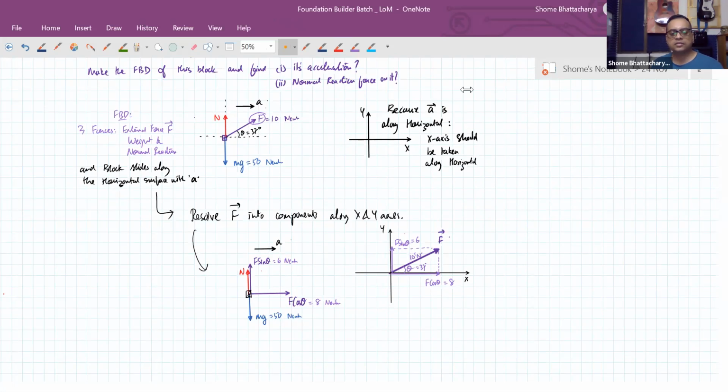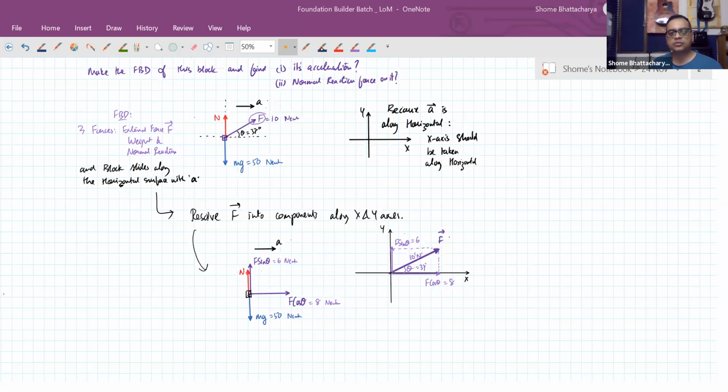Yes, that's correct, Rishi. Acceleration will become 1.6 or 8 by 5. Normal reaction force will become mg minus F sine theta actually. Okay. So mg being 50 and F sine theta being 6, it will become 44 actually, the normal reaction force.